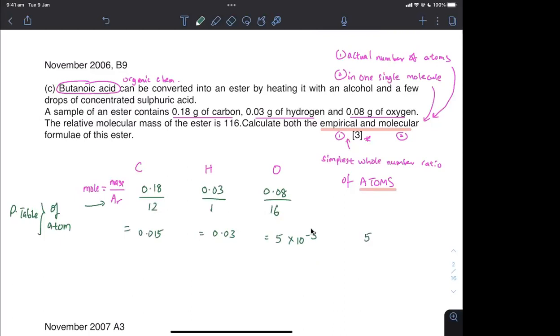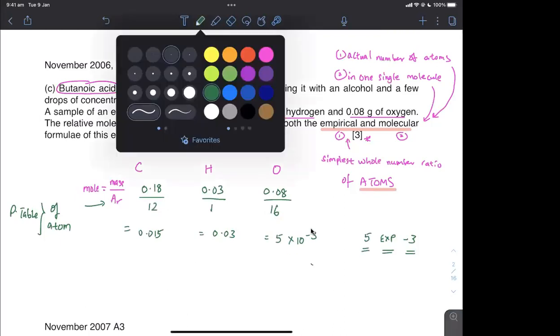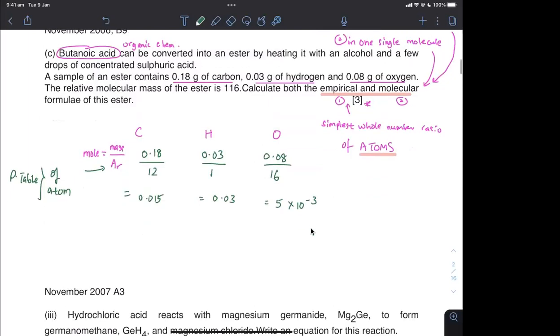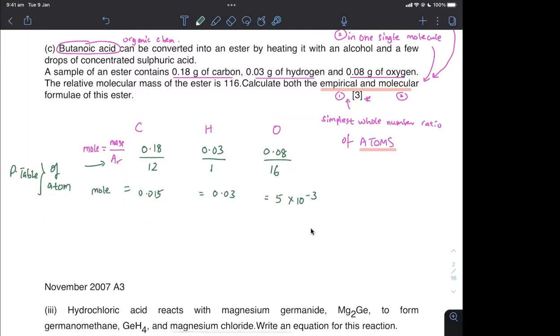So you press the number, and then there is that EXP button. When you press EXP, it means times 10 to the, and then you press minus 3. That means 5 times 10 to the minus 3. Make sure you understand what it means. To convert this number to decimal, I think there is a button called ENG or something like that. You should know how to convert this back to decimal. People have made a lot of mistakes on this in the past, so make sure you don't get confused.